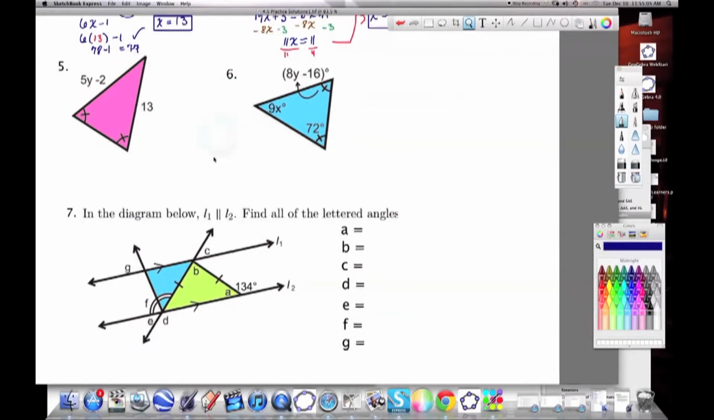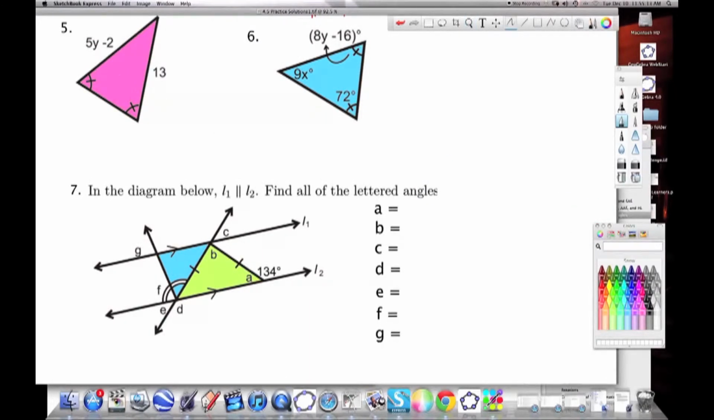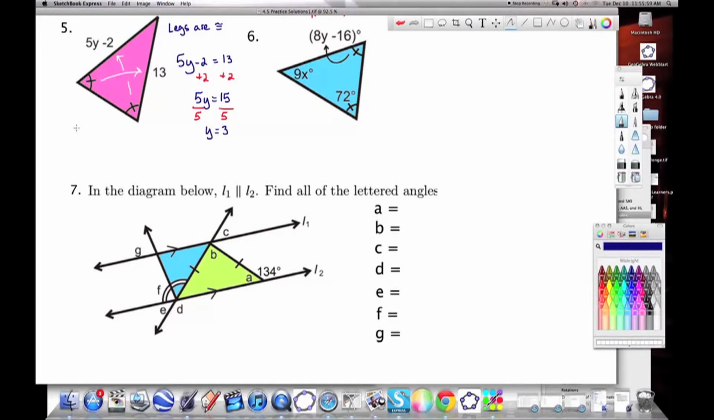Okay, so 5, we know that the base angles are congruent. Therefore, the sides, or the legs, must also be congruent. So I can set these expressions equal to each other. 5y minus 2 equals 13. Add 2 to both sides. 5y equals 15. Divide both sides by 5, and I get 3. So let's put 3 in for y, and I get 15 minus 2, I get 13. So there's our check.